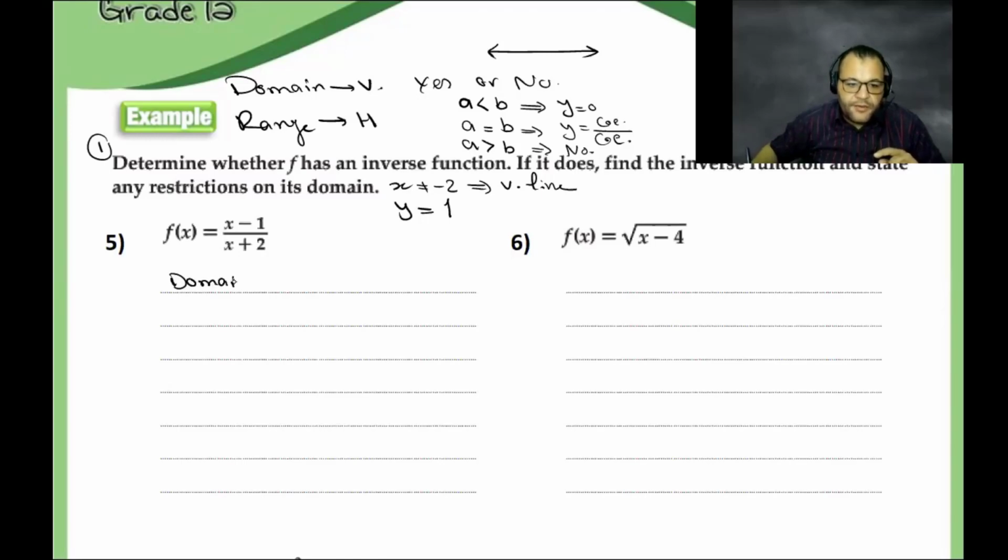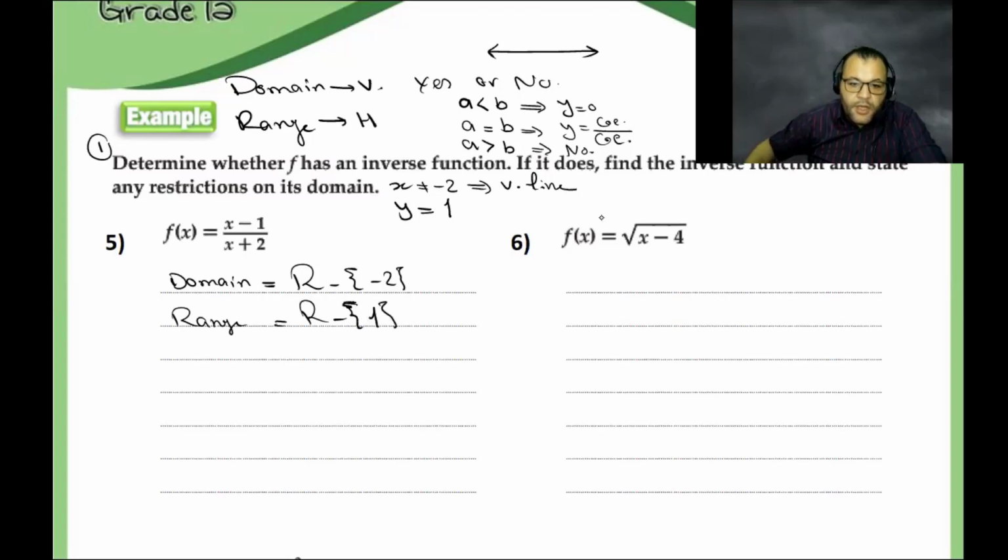What is the domain? The domain is all values except the value which makes the denominator equal to 0, which is -2. The range: you can find all of the answers except 1. If you choose any value of x, you will not find the answer equal to 1. So the range is all values except 1.